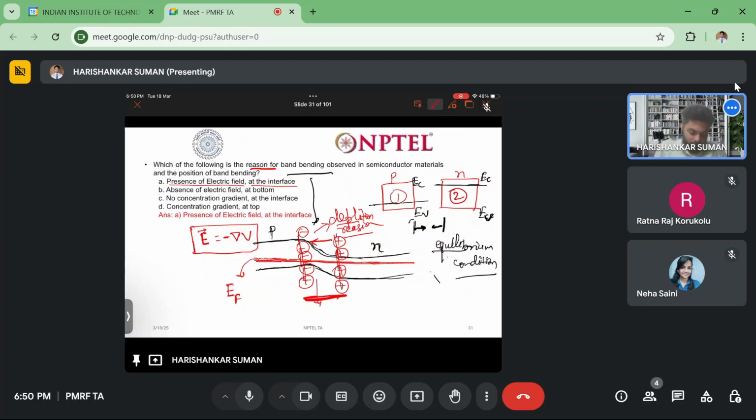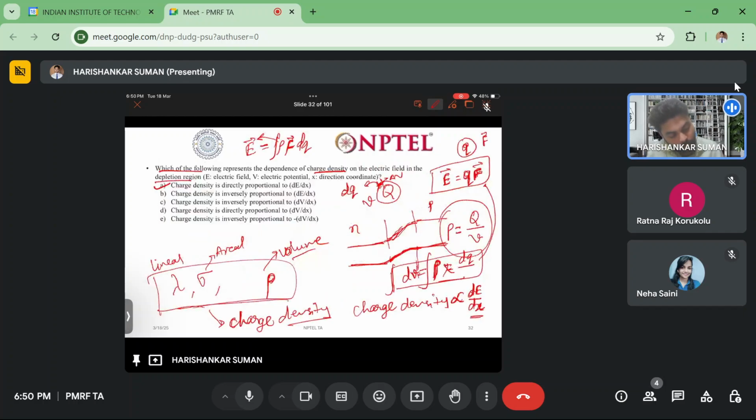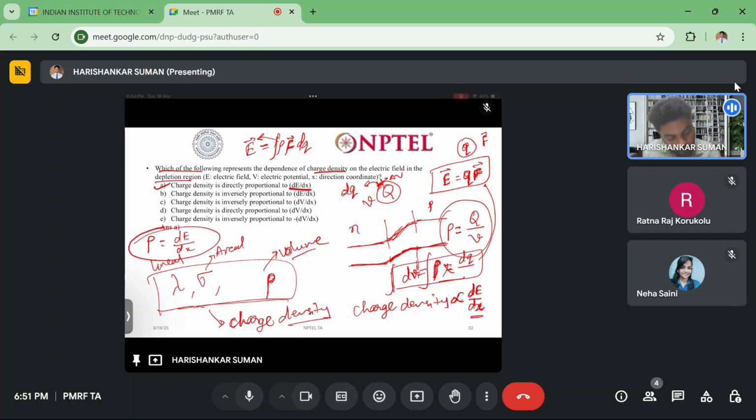Equal to minus dV, the derivative of potential. And next: which of the following represents the dependence of charge density on the electric field in the depletion region? Charge density rho, d by dx, sigma, rho or delta. Sigma is for areal, and for volume we'll use charge density rho.